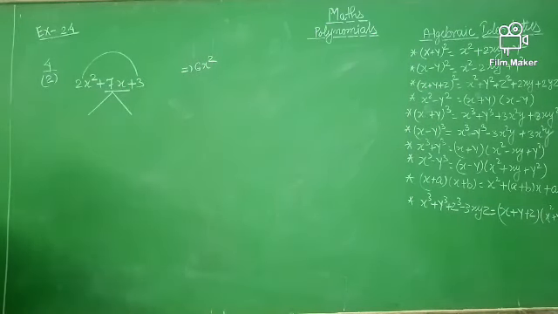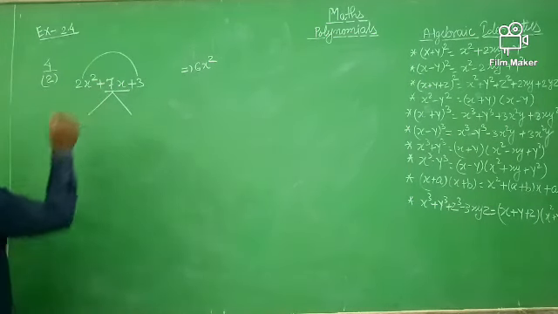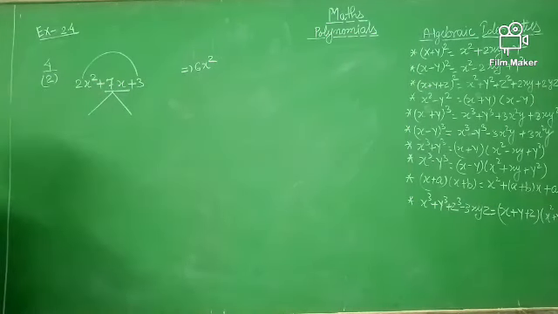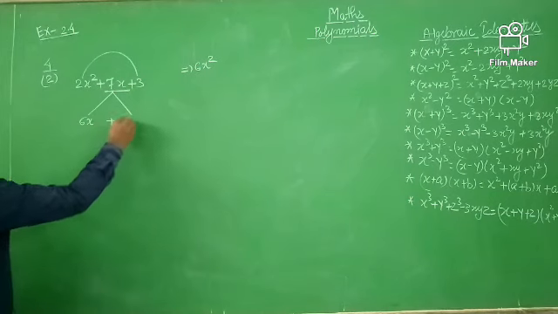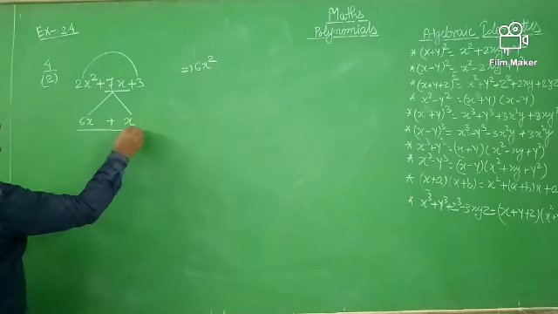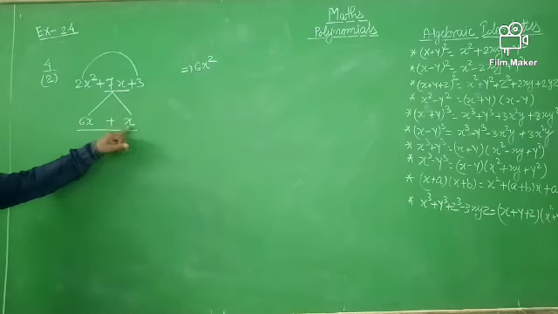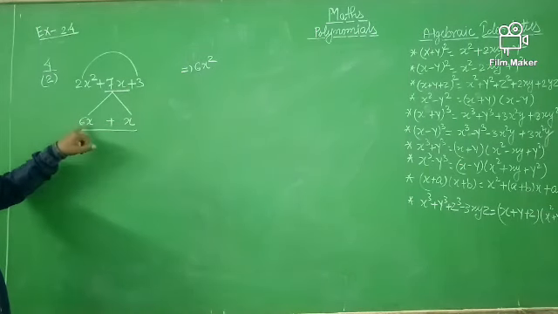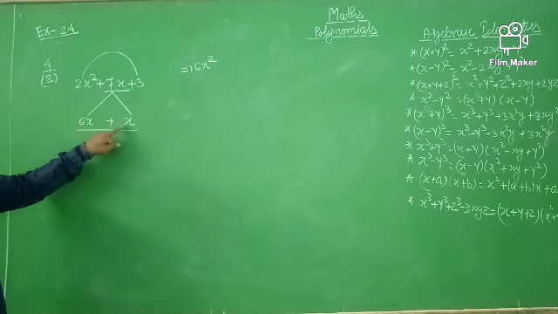If you add them, the answer should be 7x, and if you multiply them, the product will be 6x square. So I split it into 6x and plus x. You see, 6x plus x is equal to 7x, and if you multiply 6x into x, it is 6x square.